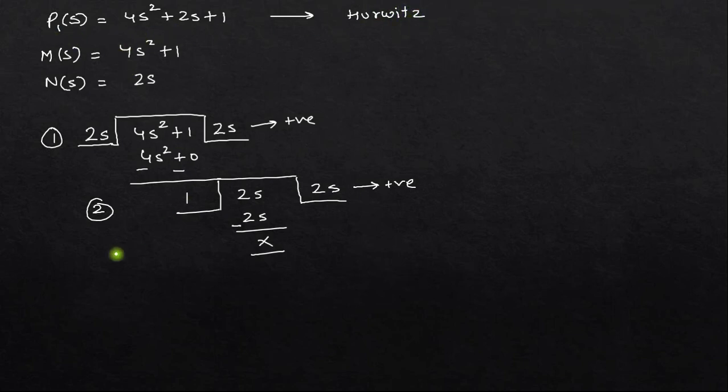Now if these two, that is P1(s) is Hurwitz and Q(s) is also Hurwitz, so their product will also be a Hurwitz polynomial using the condition number 3. Not 3, the condition number 4. That means now I will write that P(s) is a Hurwitz polynomial.